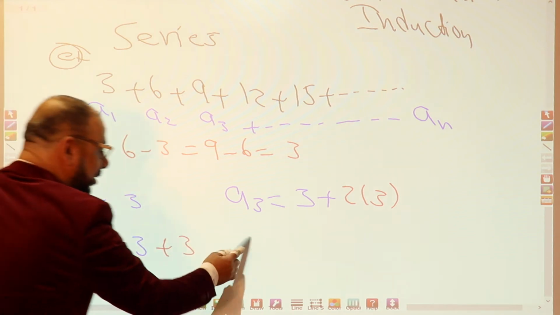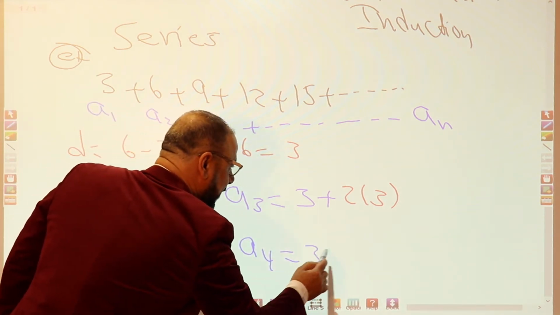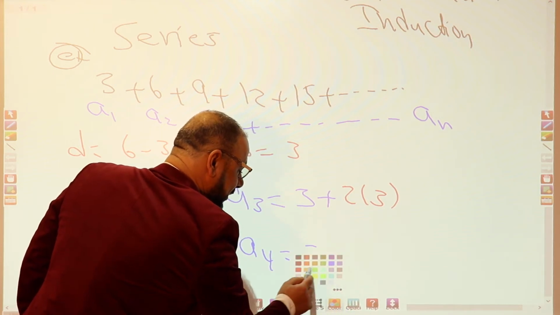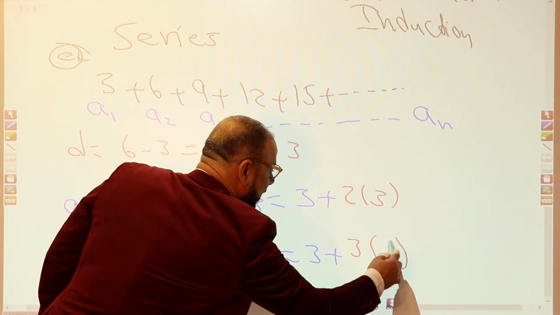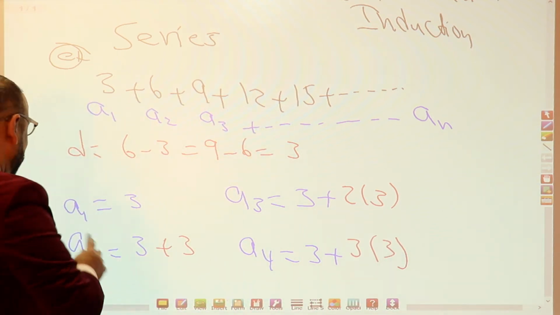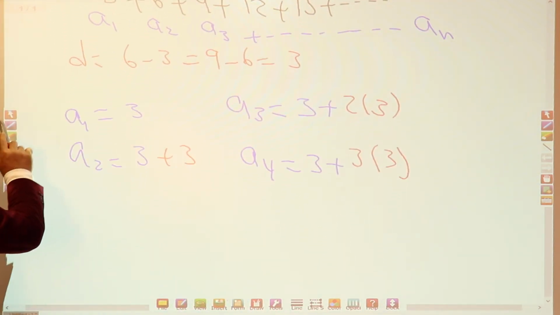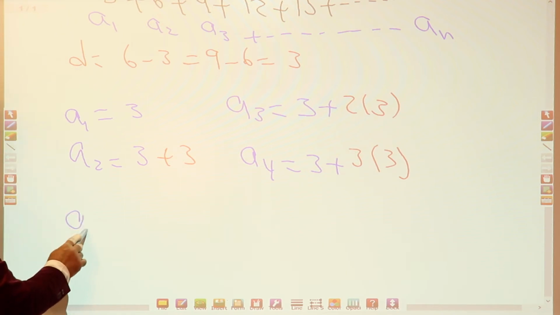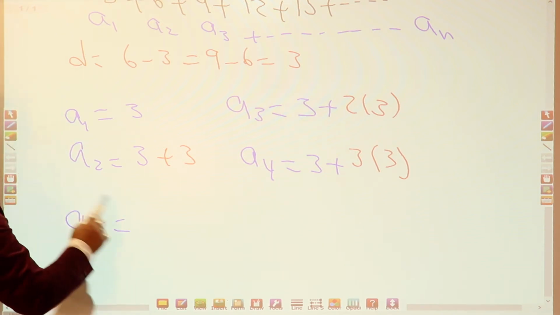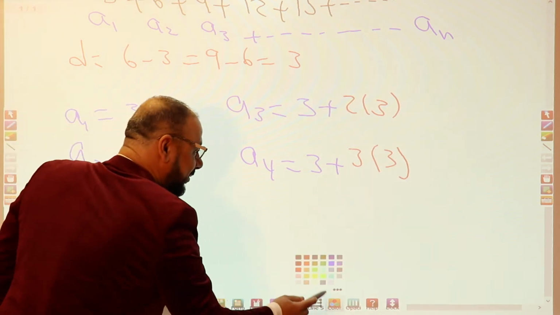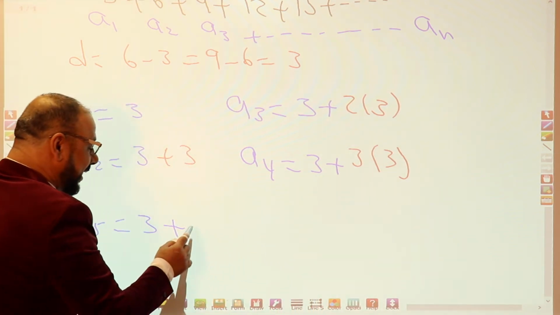A4 equals 3 plus 3 times the common difference. A5 equals 3 plus 4 times the common difference. Can you find the formula now?